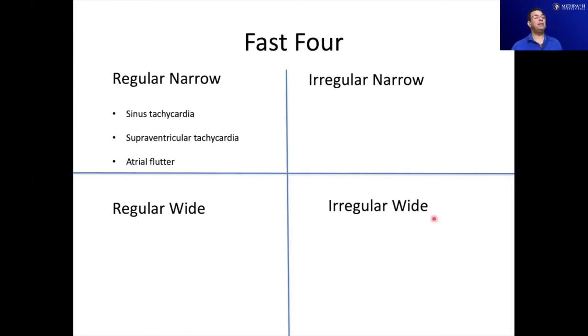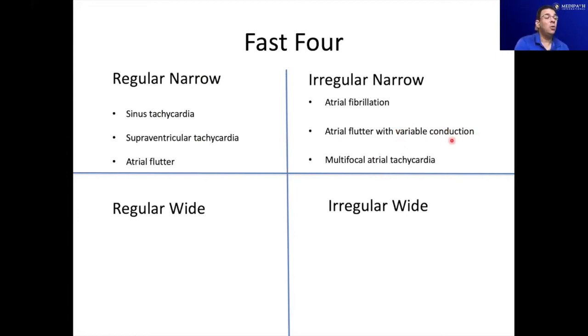So if you break them up into regular and narrow, there are only 3 things they tend to be: a simple sinus tachycardia, something called supraventricular tachycardia, or a rapid atrial flutter. If they're irregular and narrow, it's going to be either atrial fibrillation, atrial flutter with a variable conduction, or a slow irregular atrial flutter, or a multifocal atrial tachycardia.